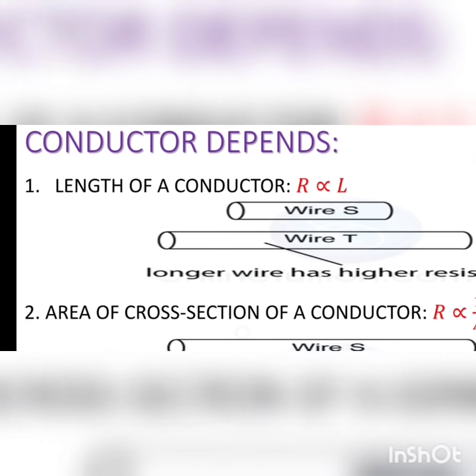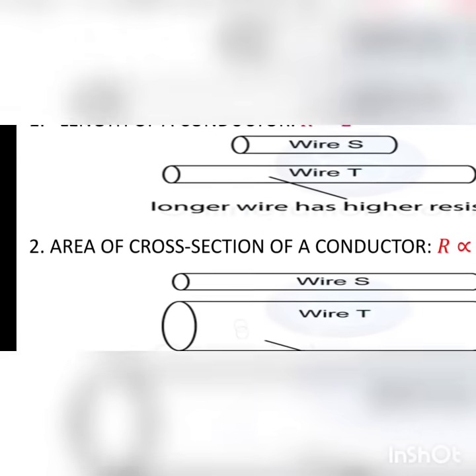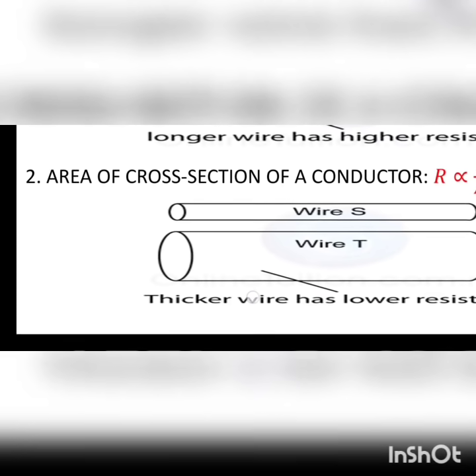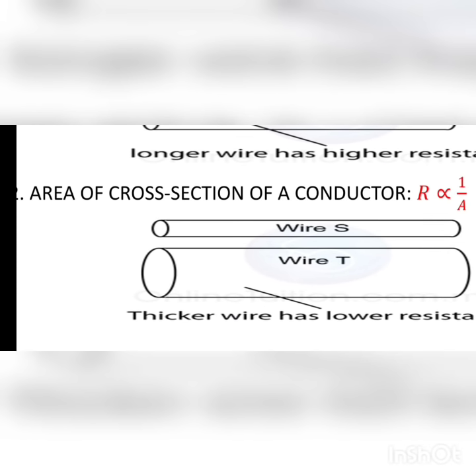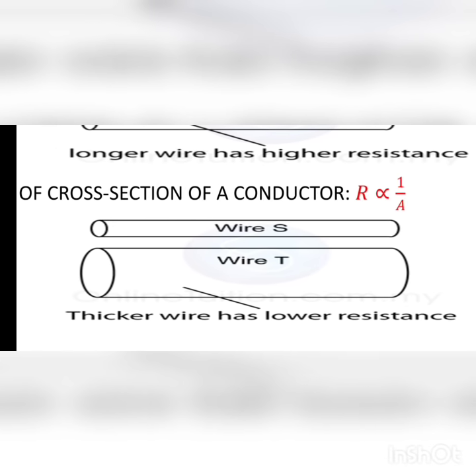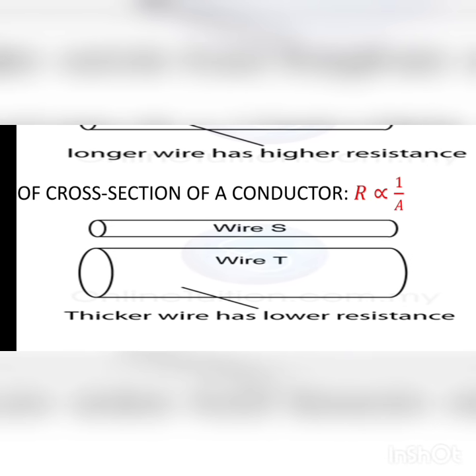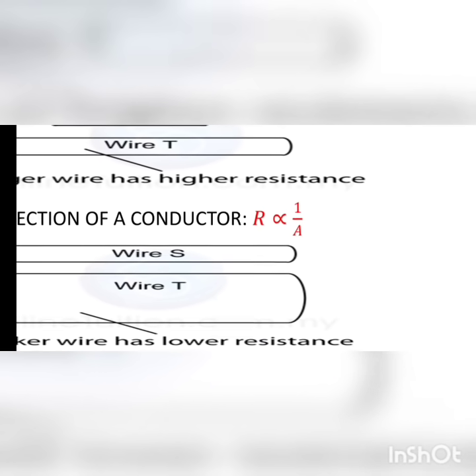Now the second factor on which the resistance of a conductor depends is the area of cross section of the conductor. Cross section area means I am talking about thickness. This circular portion shown in the diagram in the wire is your cross sectional area. If you have two wires of the same length and I increase the area of cross section, your resistance decreases. That means resistance is inversely proportional to area.